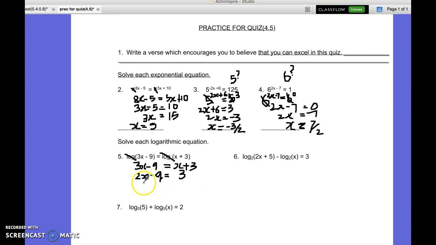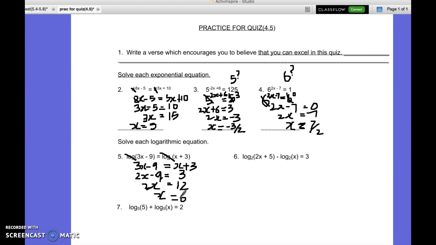Then I'm going to do what? Add 9 to both sides. So I get 2x is equal to 3 plus 9 is what? It's 12. Somebody can give me the answer. I can just hear somebody shouting the answer. What's the answer? I divide both sides by 2 and I get x is equal to 6. Okay? So that's so much for that one.